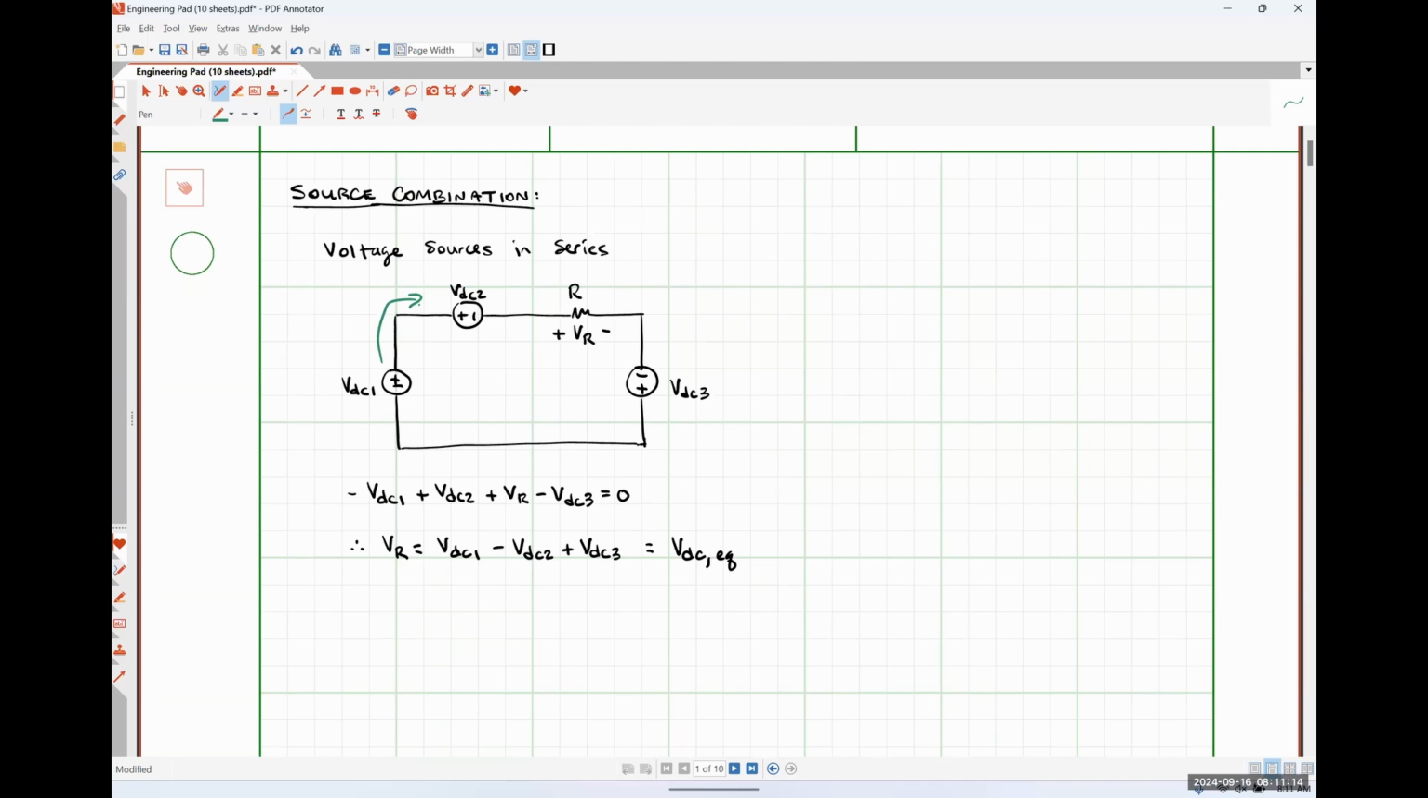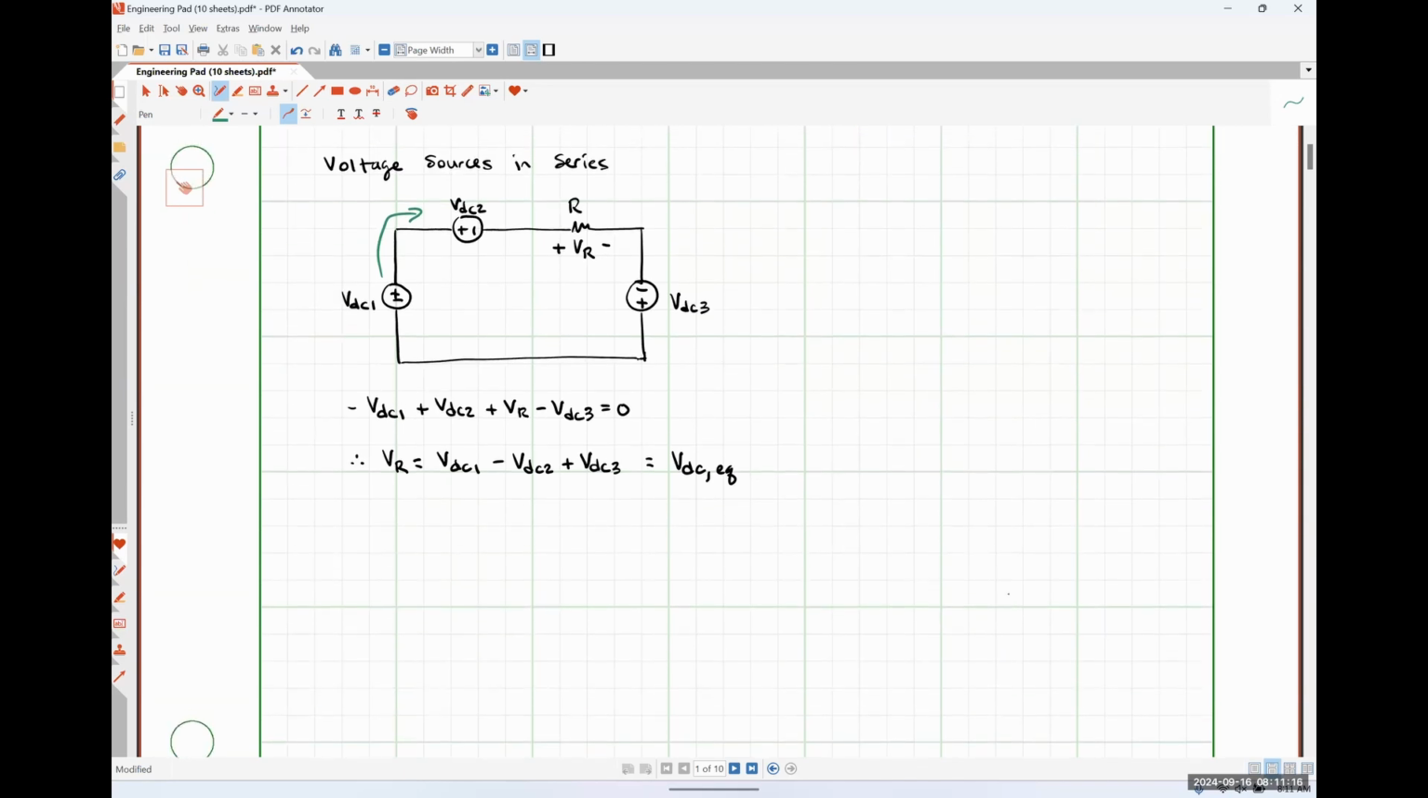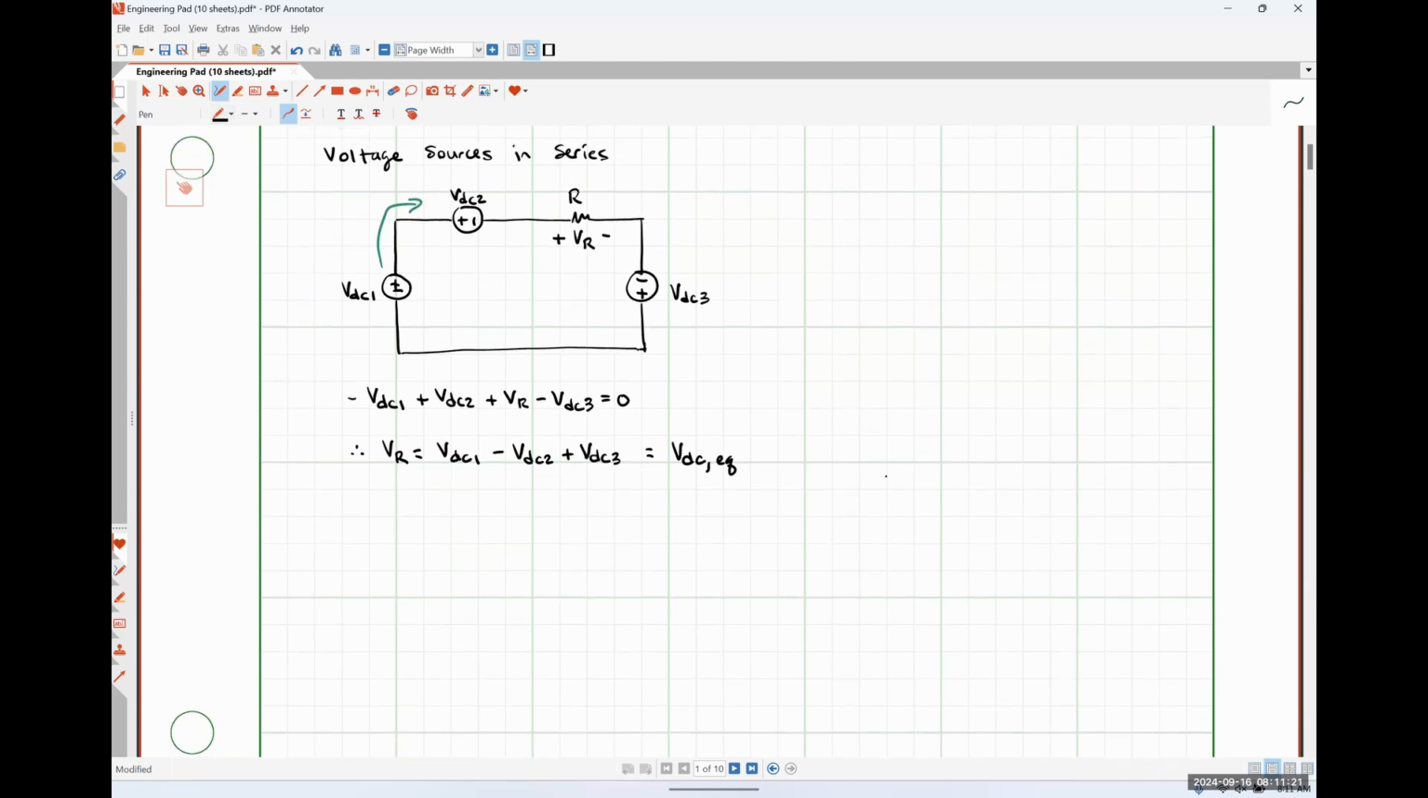Any questions? All right, so now let's look at something that's maybe a little less obvious, but it happens all the time. So voltage sources in parallel. Okay. So can anybody think of an opportunity where we might see voltage sources that are connected in parallel?